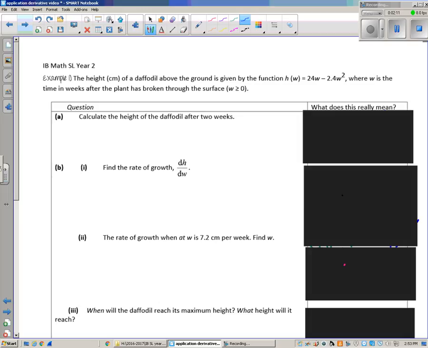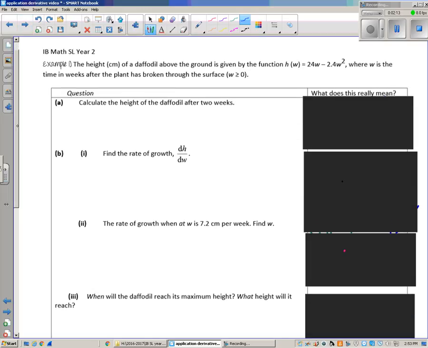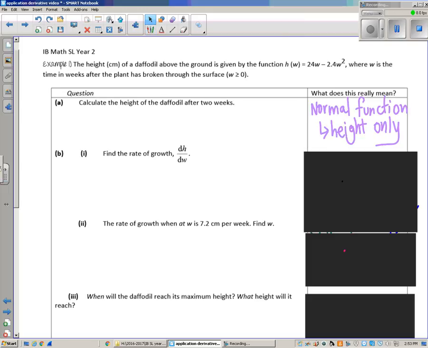Same problem, function representing the height of a daffodil as it's growing from where it starts from the beginning of the surface to where it grows and falls back down to the surface. So the first question is asking us to calculate the height of the daffodil after 2 weeks of time has passed. So remember, w is our interval of time. So when they're asking this question, they're really just saying, stick with the normal function for right now. After 2 weeks, what's the height?